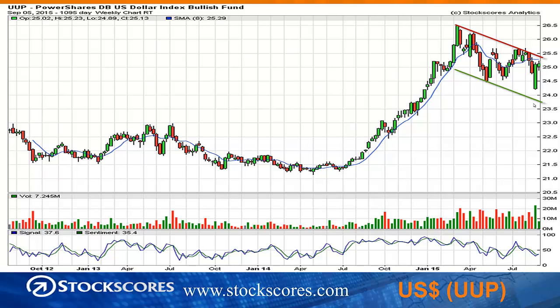US dollar stuck in that bull flag. I call it a bull flag because the trend into the flag pattern is bullish, upward, and we're now just trending sideways in this little flag pattern. You can see it looks like a flag flapping in the wind there. For this to be a continuation pattern, in other words, continue the long-term upward trend in the US dollar, you have to break up through the red line.